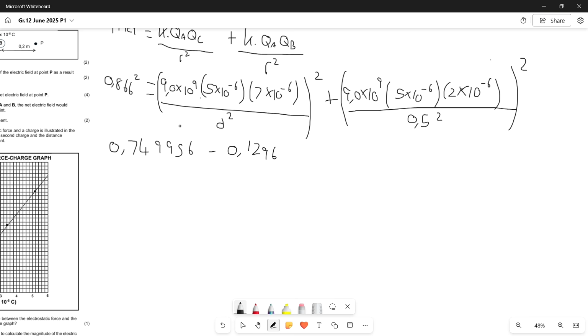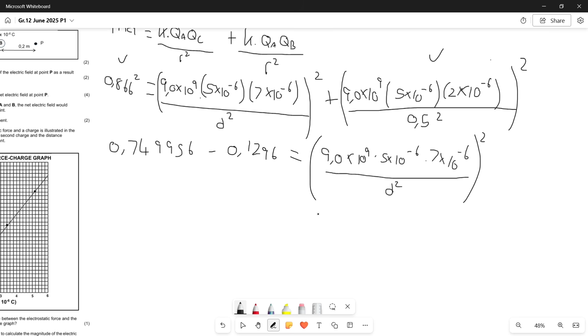So we have these two guys on the left side now of our equal sign. And on this side of our equal sign, we have 9,0 times 10 to the 9 multiplied by 5 times 10 to the -6 multiplied by 7 times 10 to the -6 over d squared, the whole bracket squared. So I'm just going to rewrite that for us quickly. Okay, so we can just go ahead and simplify the left side, and 0,749956 minus 0,1296 is 0,620356. We don't round at this stage, we only round right at the end.